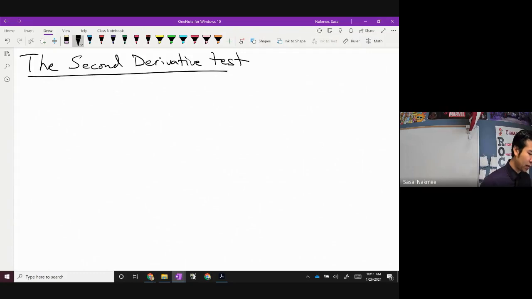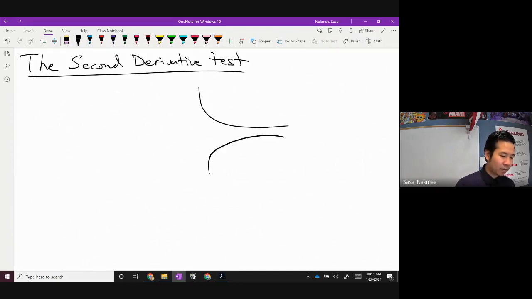Second derivative test. The second derivative test doesn't tell you if a function is increasing or decreasing. Instead, it tells you about the concavity of it. Is it concave up or is it concave down? Are you guys familiar with that term? Concave up would be something like this, right? The concavity is facing upwards. Whereas something that's concave down looks like this. That's something that's concave down, okay?